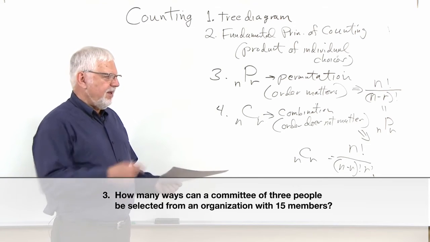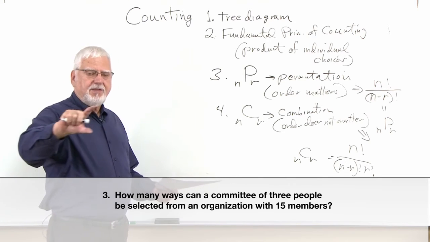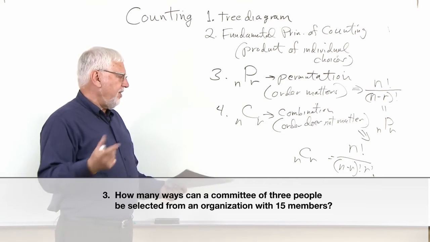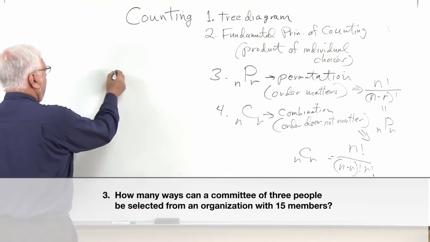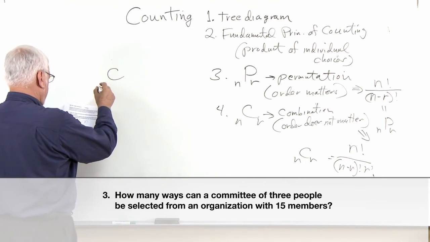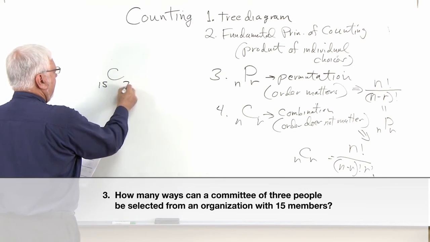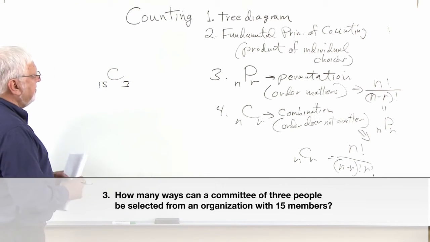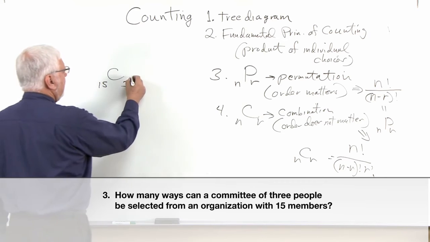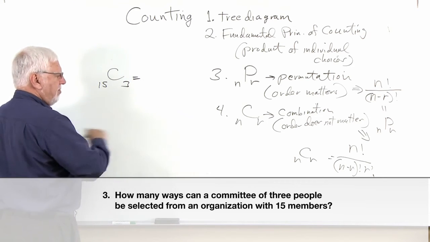Does order matter? When the baseball lineup, the order mattered. But in a committee, the order doesn't matter. So it's going to be a combination of 15 things, 3 at a time. So now let's just use our formula. We can't think about this one.